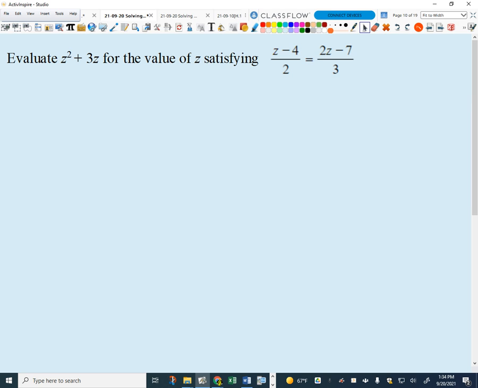See if you can think about what that vocabulary means. Evaluate z squared plus 3z for the value of z, blah, blah, blah. We don't even worry about the second part for now. Let's see if we can just wrap our brain around what the first part of this question is asking us. What is this saying right here? Evaluate z squared plus 3z for a bunch of other stuff. Somebody knew. What's that mean? What's evaluate mean? See if you can remember that from before break. Yeah, Leo, what do you got?